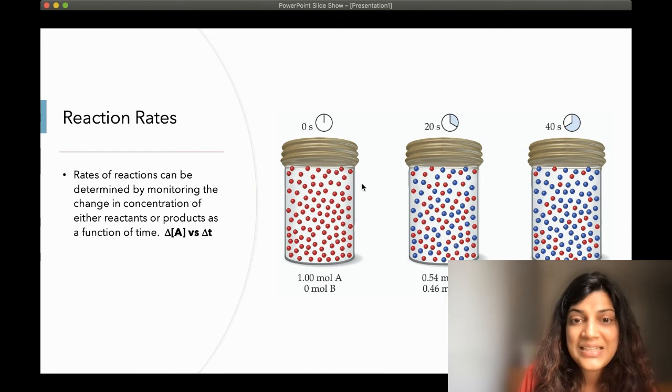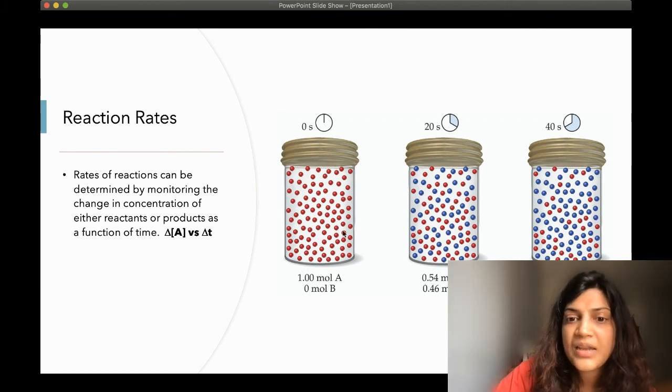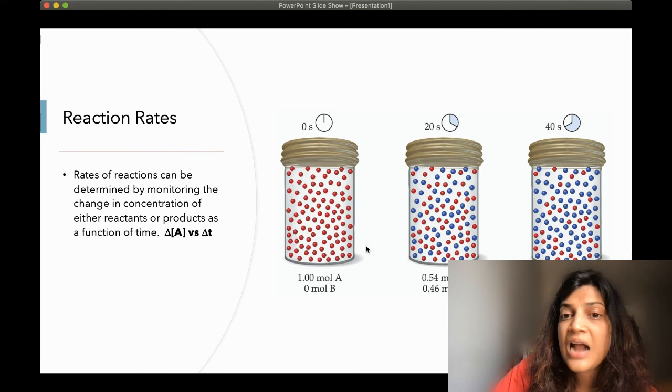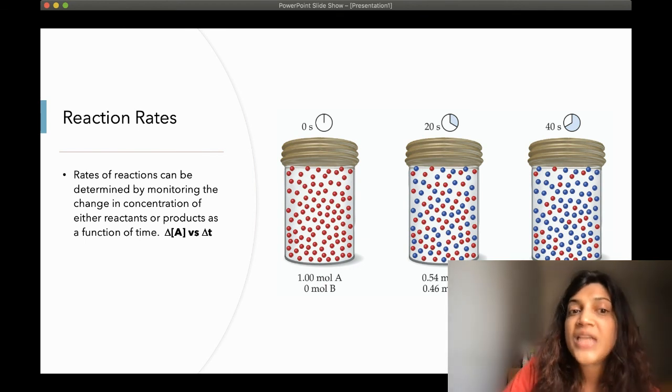Rate of reaction basically helps us determine the change in concentration of reactant or product as a function of time. So, in this example, in jar A, you can see molecules of A, which are denoted by red dots. What is happening in this reaction is that A is being converted into B over time, right? At the start of the reaction, we only have A. Then these A particles combine with each other to form B particles. In 20 seconds, we can see that the concentration of A has dropped to 0.54, while the concentration of B has increased by 0.46, right? And after 40 seconds, the moles of A have decreased more, while the moles of B have increased. So basically, reaction rates help us determine or monitor this change in concentration of reactant or product as a function of time.